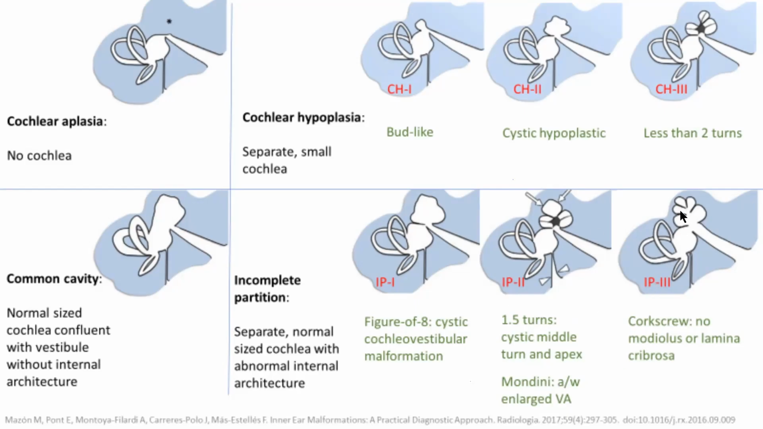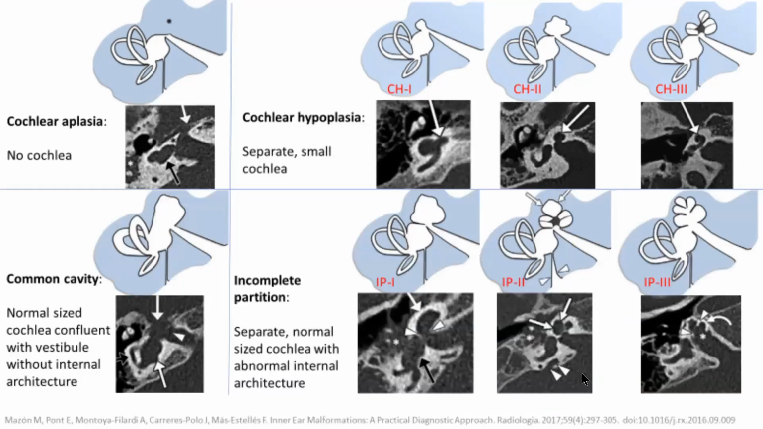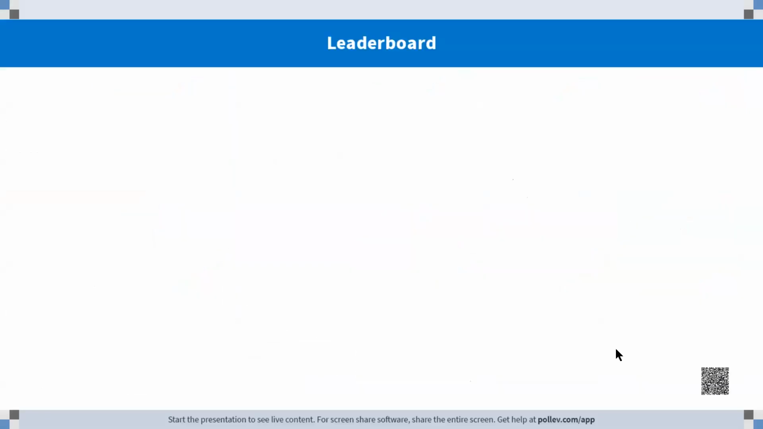IP3 has a corkscrew-shaped malformation of the cochlea, but this is very uncommon and is less high yield to know. So the high yield things to know are IP1 and 2, IP2 especially with its association with enlarged vestibular aqueduct. So here is a CT image showing what enlarged vestibular aqueduct looks like. There's widening of it. Normally it should be thin, like a line, but this is a widening of it, more than a millimeter in width. And then there's confluence between the middle and apical turns of the cochlea. So that's IP2.